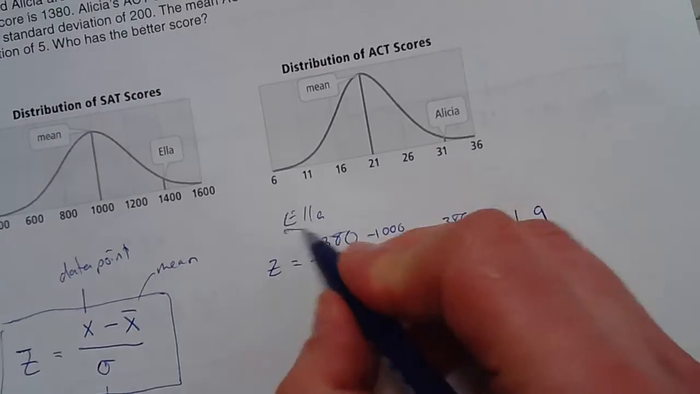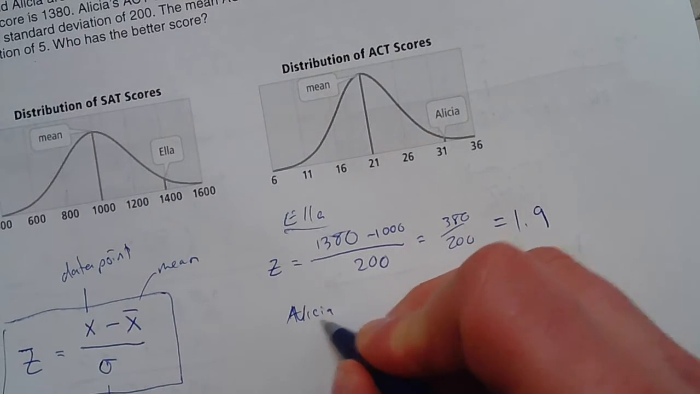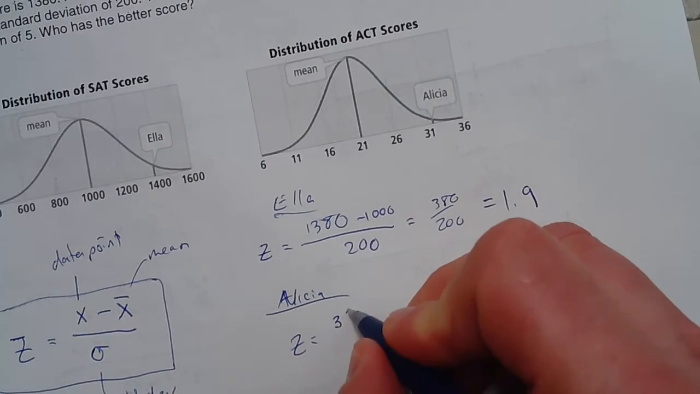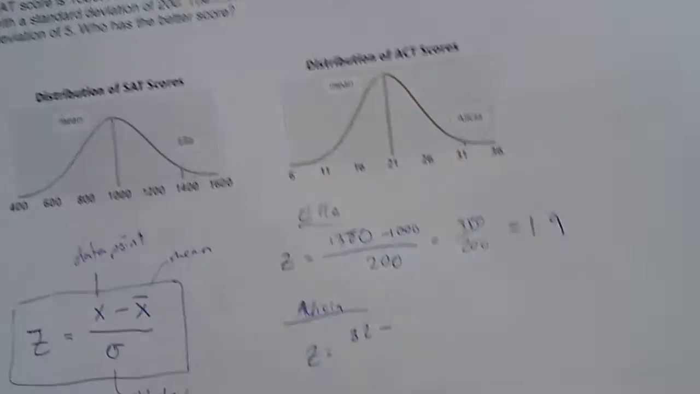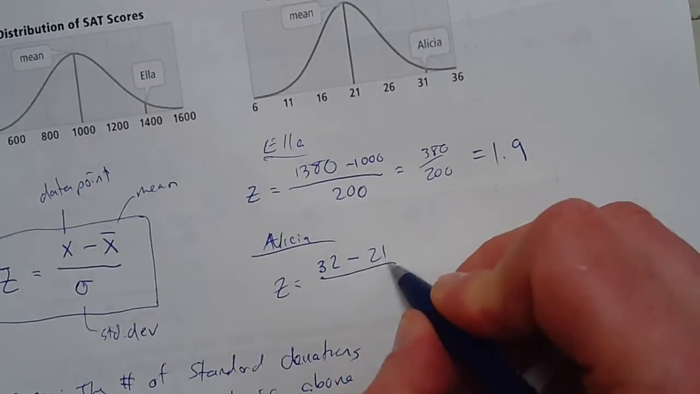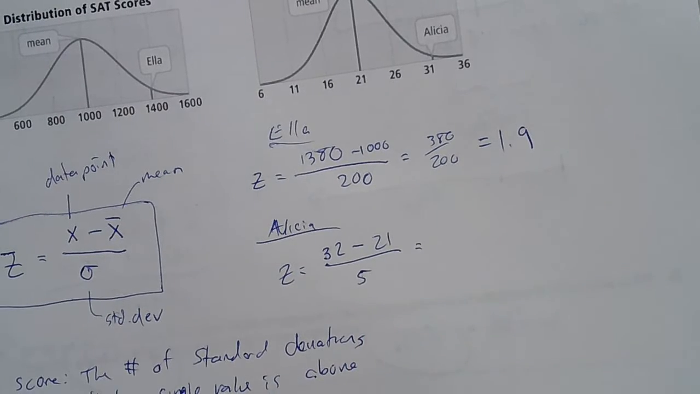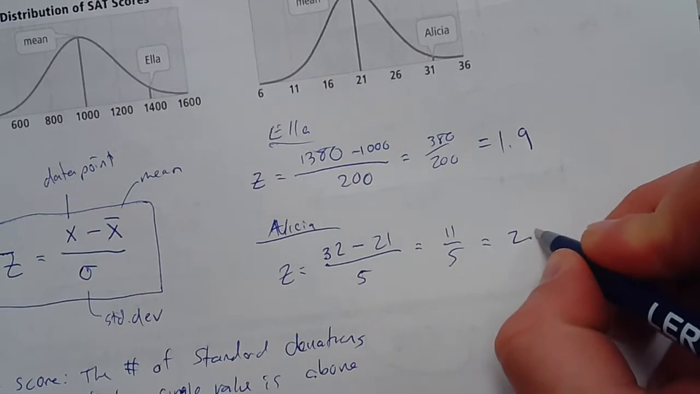All right, and then our other girl here, Alicia. Her z-score: she scored a 32 on the ACT, which has an average of 21. Moving on over here, and the standard deviation from up there was 5. Okay, it's the same thing. Let's calculate this. That's going to be 11 over 5, which is going to be 2.2.